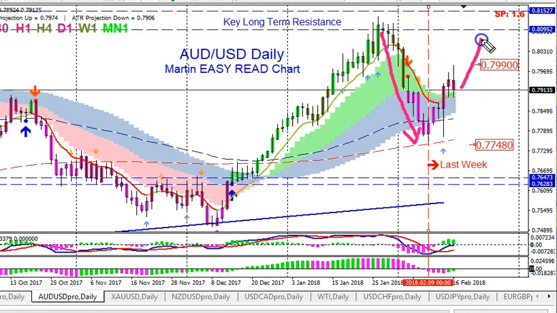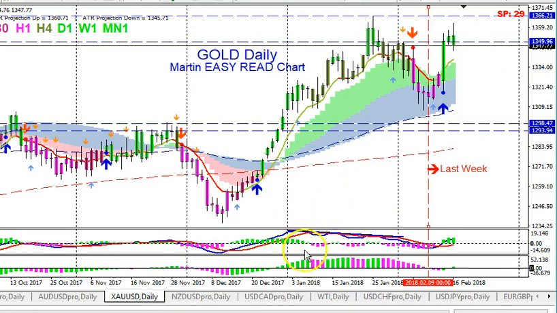If you think price is going to go higher this week, then you could look at buys above 0.7990. If you think price is going to go lower, you could look at sells below 0.7748. Okay, so now we move on to gold, and we generally talk about gold right after the Australian dollar because the Australian dollar is tied into the commodity gold, and how gold goes, so does the Australian dollar.